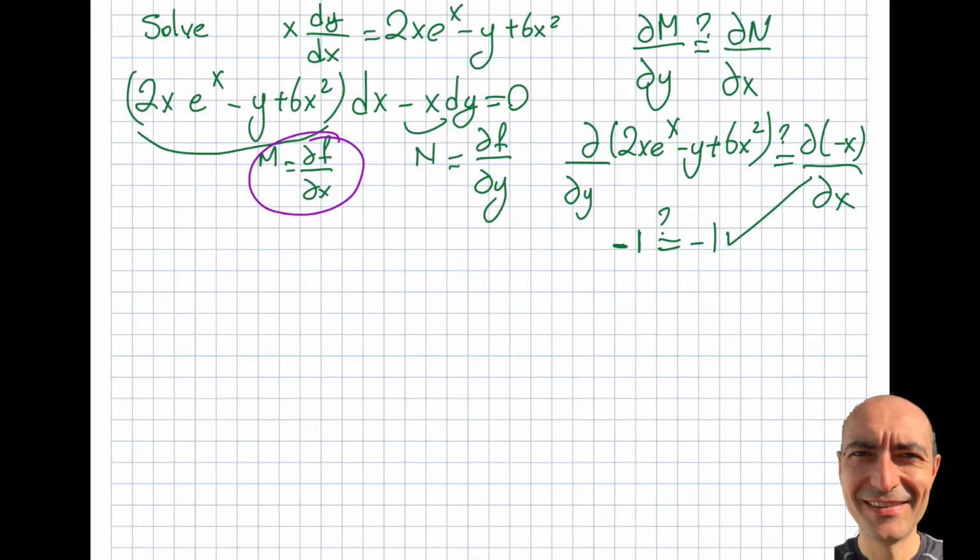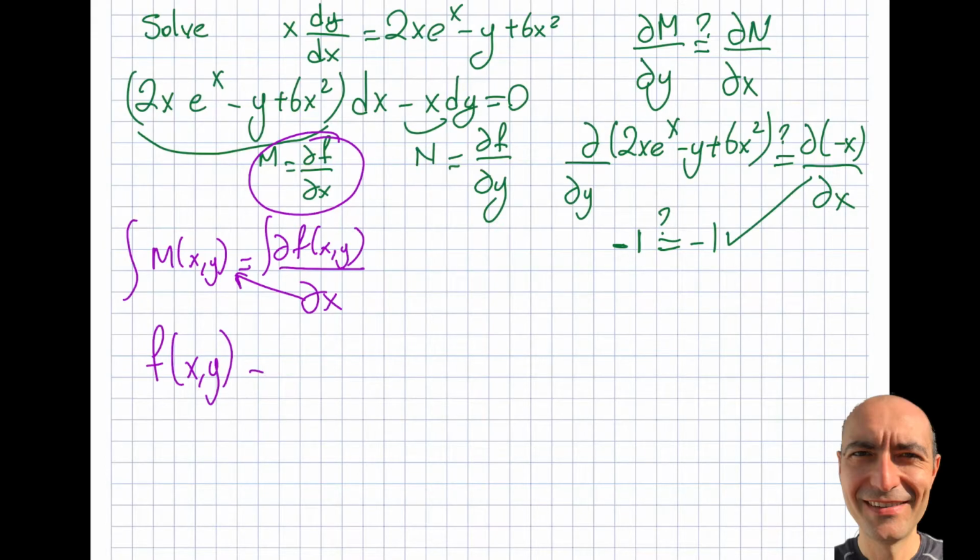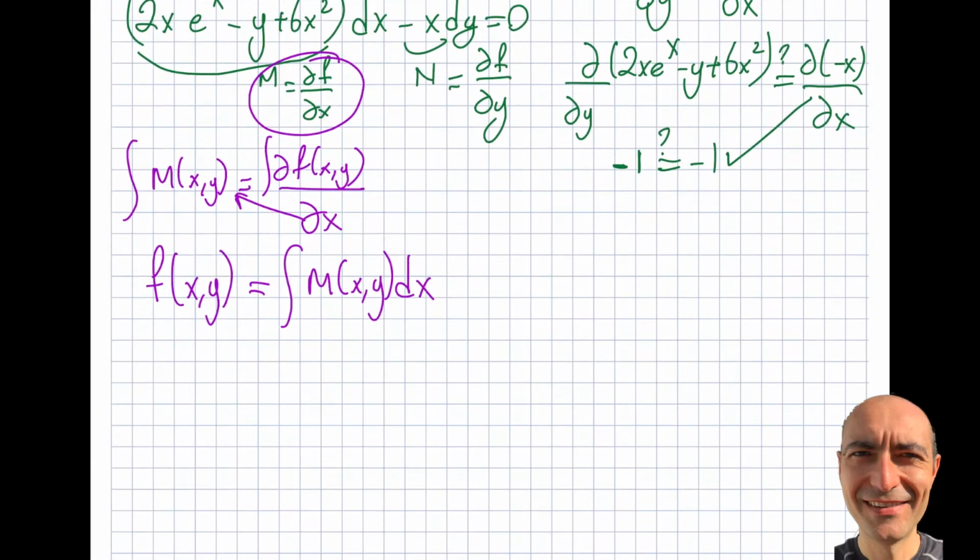I'm looking here, right? So this M, a function of x, y, will be equal to del f of x, y del x. So can I just move this guy over here and take the integral of both sides? Of course. Let me do it. Yeah, why not? So what will be the integral of this side and this side, right? I'm going to write the left hand side as f(x, y). The right hand side will be the integral of M(x, y) dx. So let's do it. This will be equal to the integral of 2x e to the x minus y plus 6x squared dx.